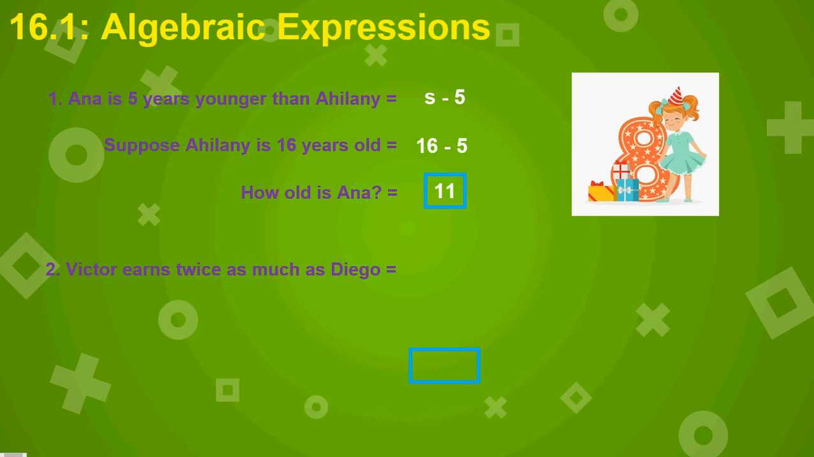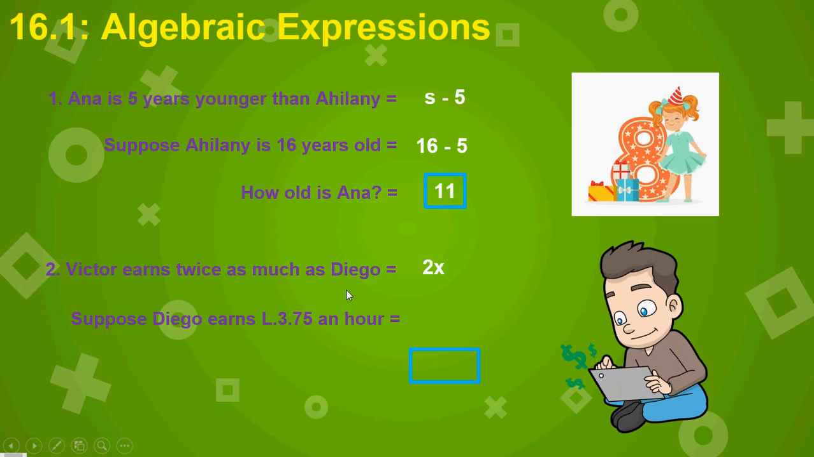Victor earns twice as much as Diego. Víctor ahorra el doble de lo que ahorra Diego. ¿Cómo sería esa expresión? Tengo que poner un número y una variable. Eso sería así. 2x. ¿Por qué el 2? Because I'm saying twice. Twice significa doble. Y x. X es mi variable. Pero para eso necesito saber cuánto ahorra Diego.